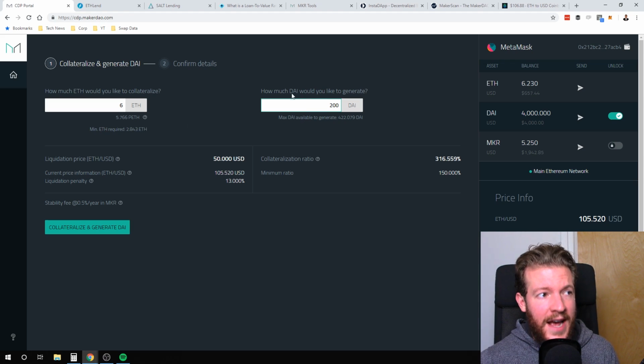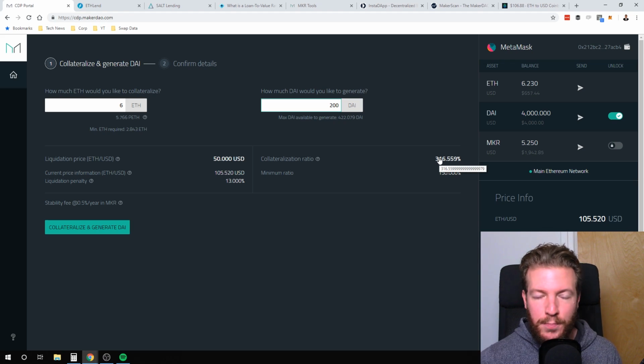Now, with this said, as soon as I press this button, with the collateralization at 316%, that's pretty comfortable. It's pretty safe. I can generate 200 DAI like that. And so if I want to do that, I could say, okay, I'm going to generate that 200 DAI.